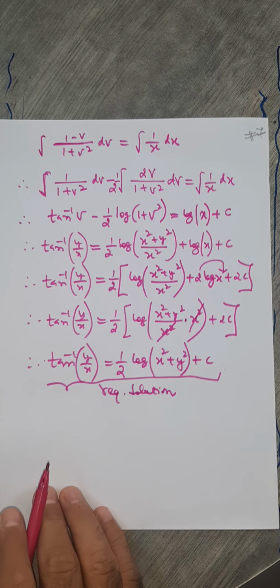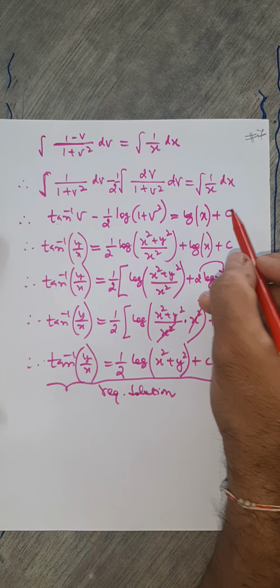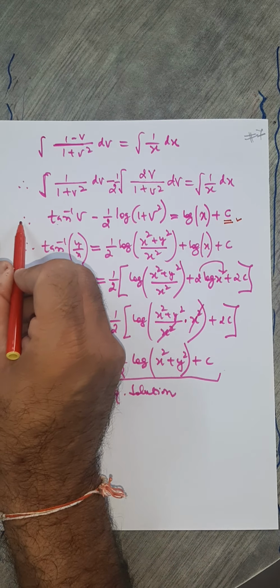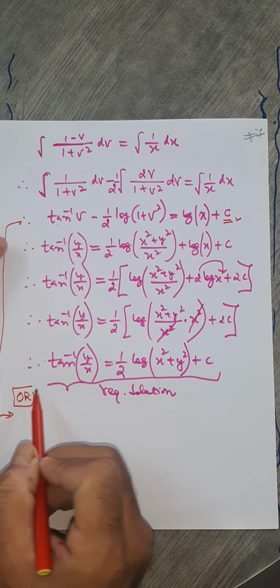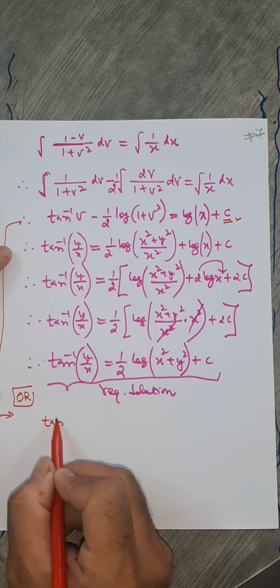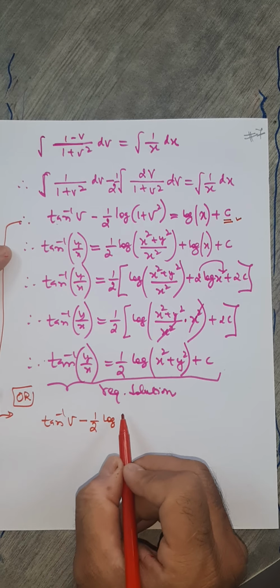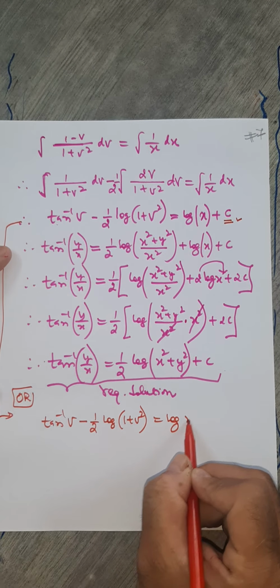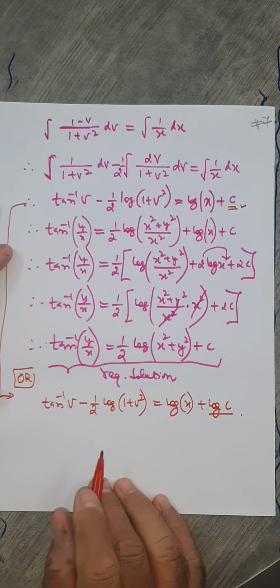Now sometimes what happens, there is of course a little confusion at this step. Can't we write here log c instead of c? Yes, so you could have done like this also. This is also correct, remember, don't worry. So I would have written like this, tan inverse v minus half log of 1 plus v square equals to log x plus, instead of c I can write log c also.